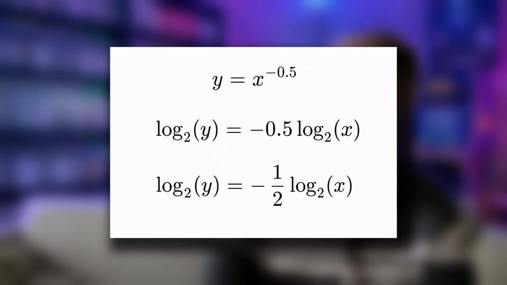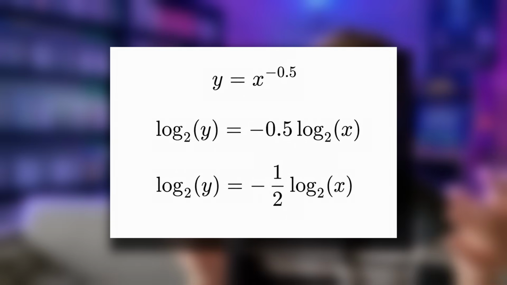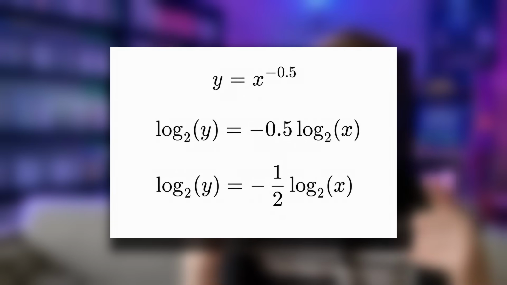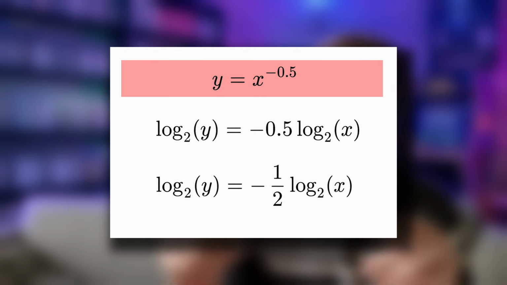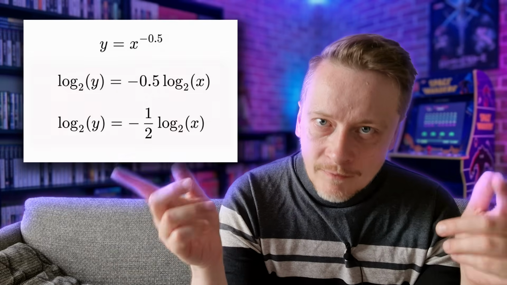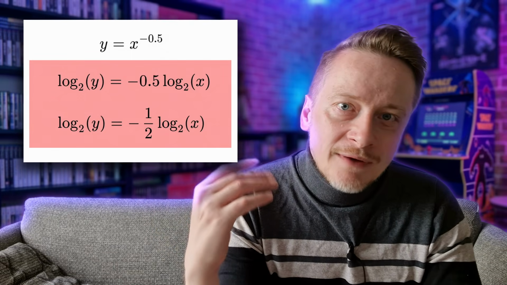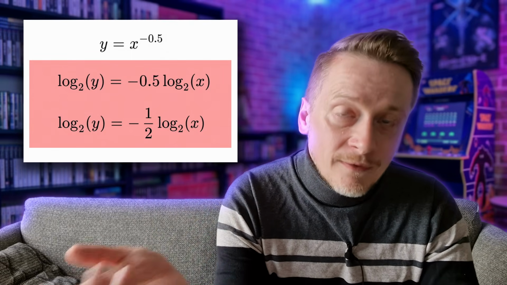Let's look at the math we are trying to solve here. We want the inverse square root of x, which we can write mathematically with an exponent of minus 0.5. So y equals x to the power of negative 0.5. If we take the base 2 logarithm of both sides, basic logarithm rules allow us to pull that exponent down to the front. Logarithm base 2 of y equals negative 0.5 times logarithm base 2 of x.